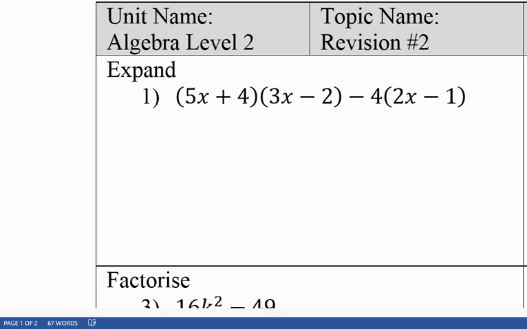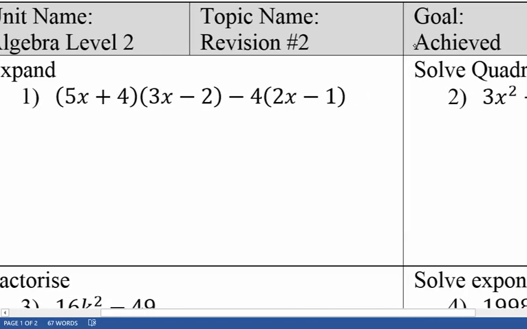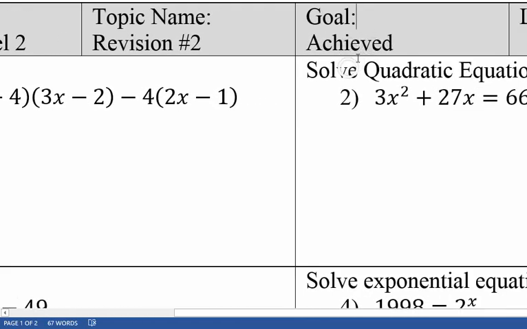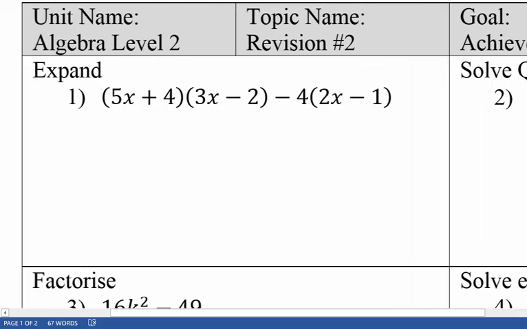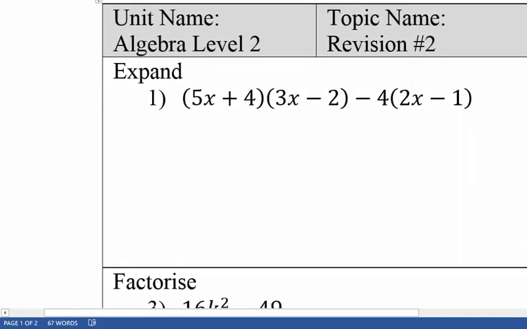Okay, so welcome along to the second revision sheet for Algebra Level 2. We're doing revision sheet number 2 for the achieved level. Okay, so question number one. Question number one is just an expand question, and we are going to expand these two brackets here, and then we're going to have to do something with this here first, second.